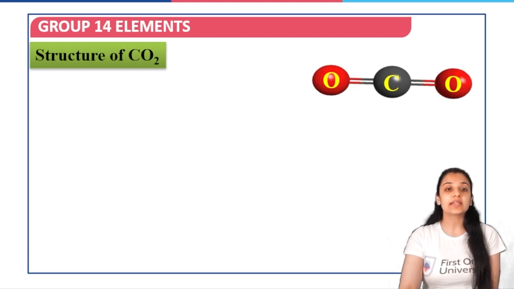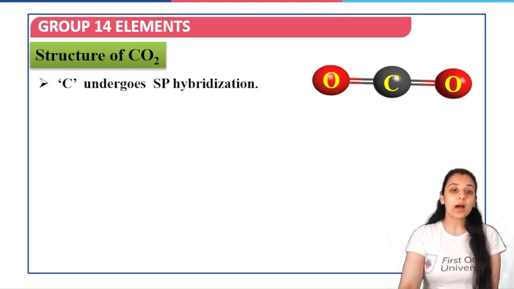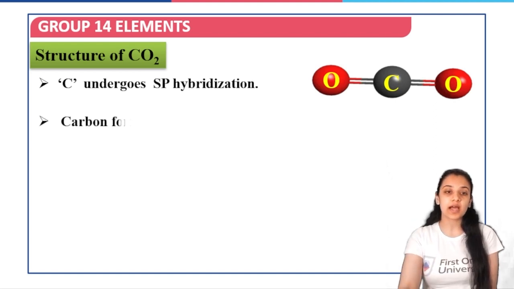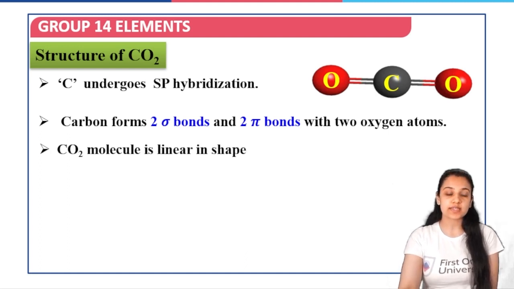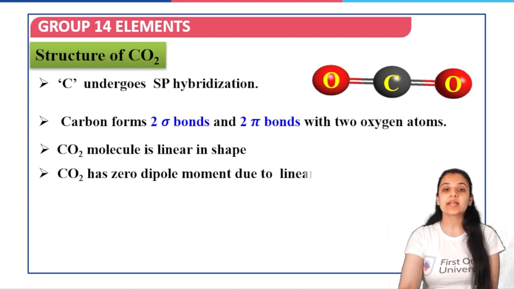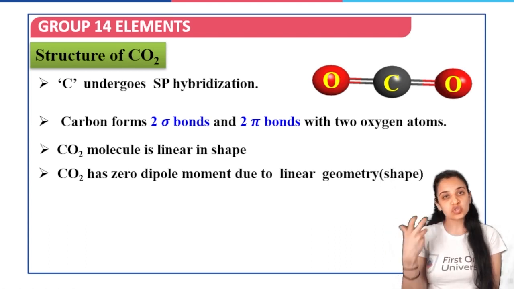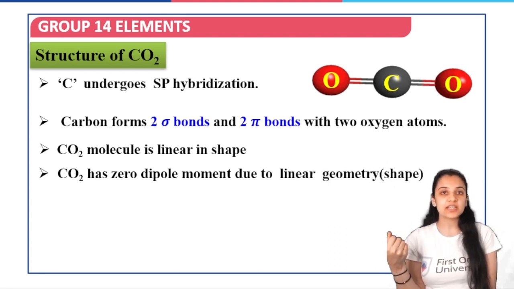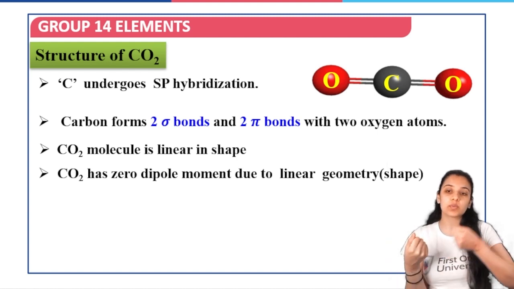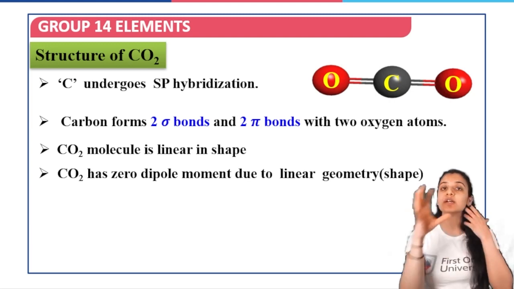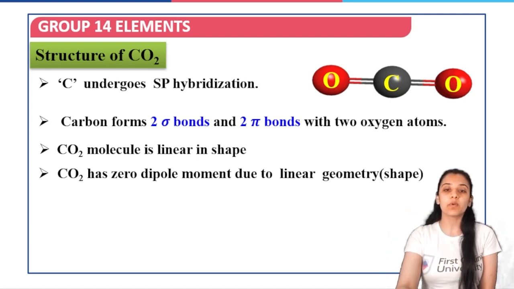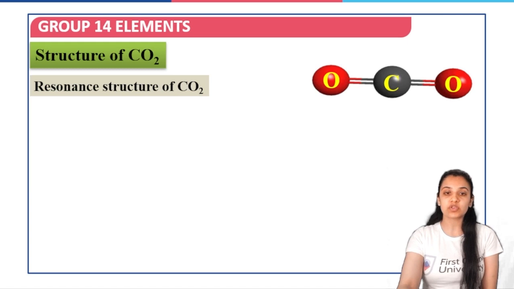Now, if we look at the structure of carbon dioxide, carbon undergoes sp hybridization because it's a linear molecule, so it is sp hybridized, and it will form 2 sigma and 2 pi bonds with 2 oxygen atoms, as we can see in the structure itself. It is linear in shape and it has zero dipole moment because oxygen, being more electronegative, will have the dipole pulling towards one end, the other will pull towards the other end, and these two dipoles are going to cancel each other. So overall, the molecule has a zero dipole moment because of linear geometry or shape.